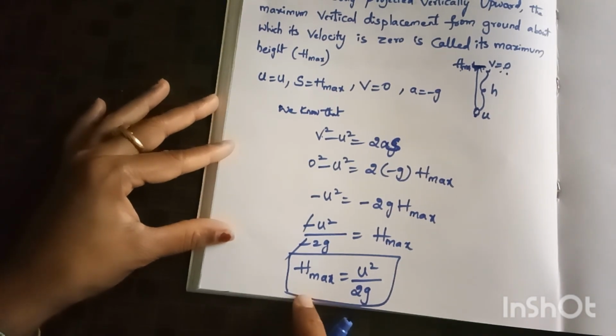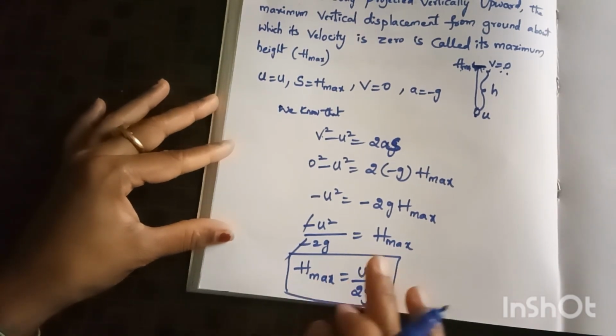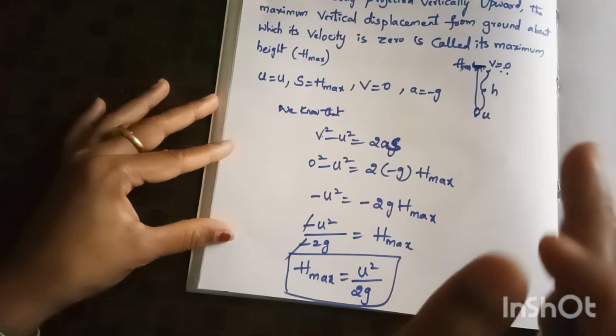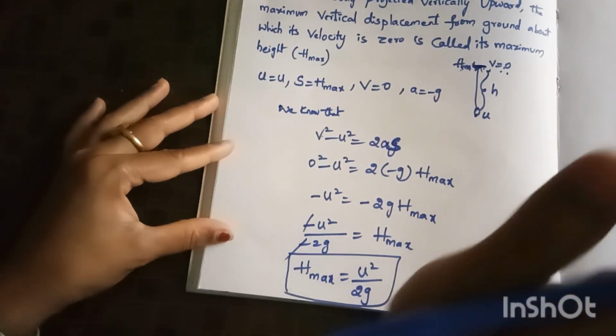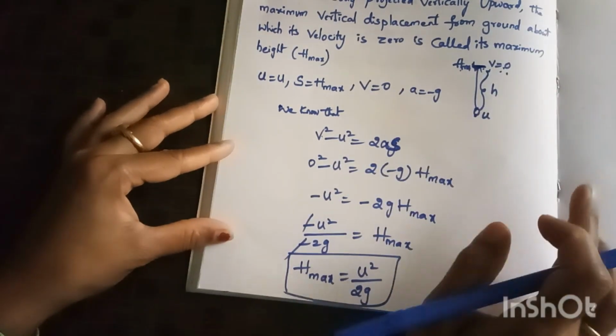So the maximum height expression is u square by 2g. This is an important parameter used in problem solving. Everyone should remember that maximum height is the point when an object is thrown vertically upward, at which the maximum displacement from the ground is reached and the velocity becomes 0.